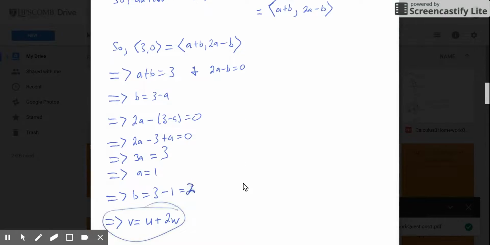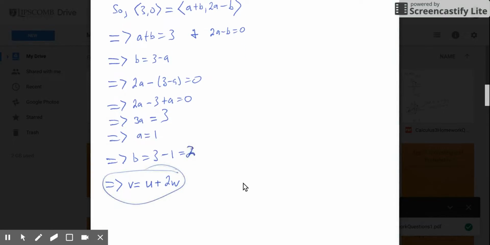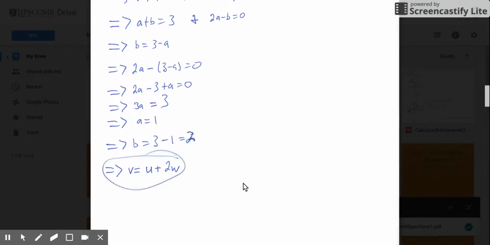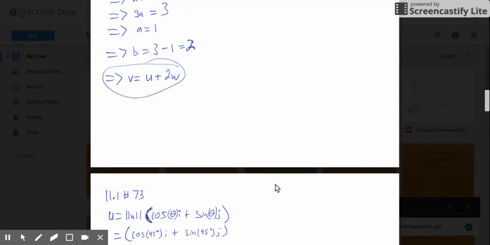And so solving that, we find a is 1, we find that b is 2, and so the vector v is u plus 2w.